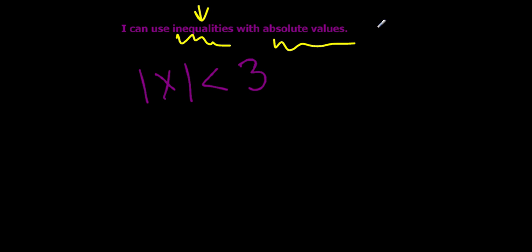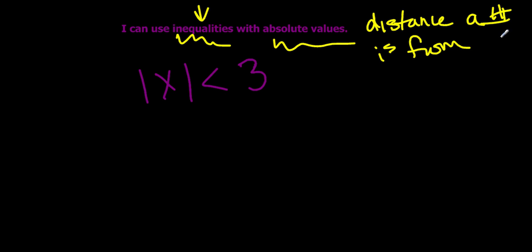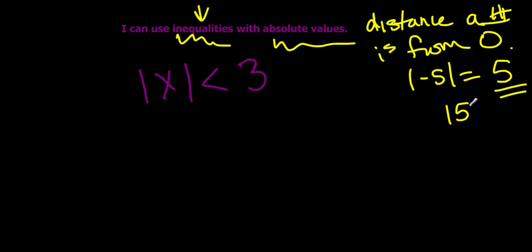And absolute value, I'm going to just remind you, is the distance a number is from zero. The thing that I remember is, the absolute value of -5 is going to be +5, it's 5 steps from 0. And the absolute value of 5 is also +5 because it's also 5 spots from 0. So distance, and it's always going to be positive.